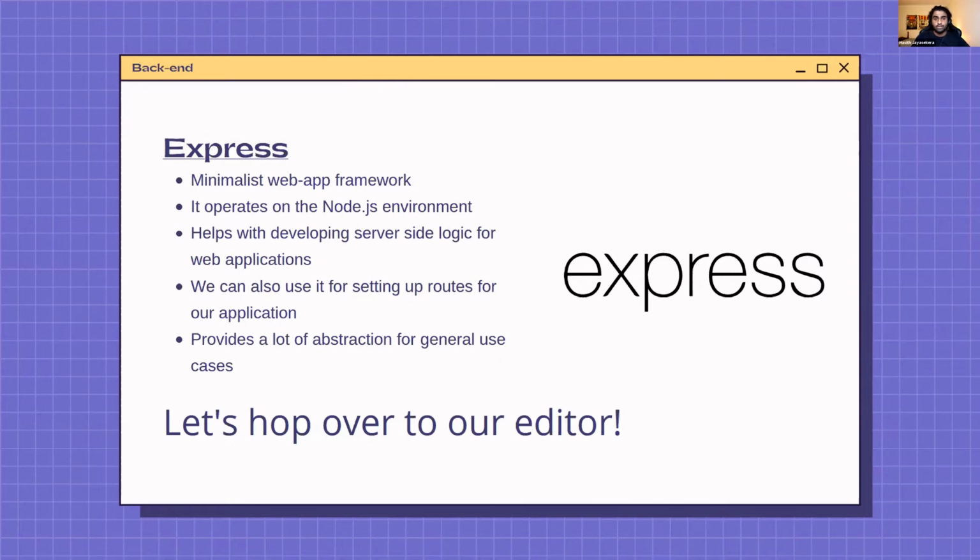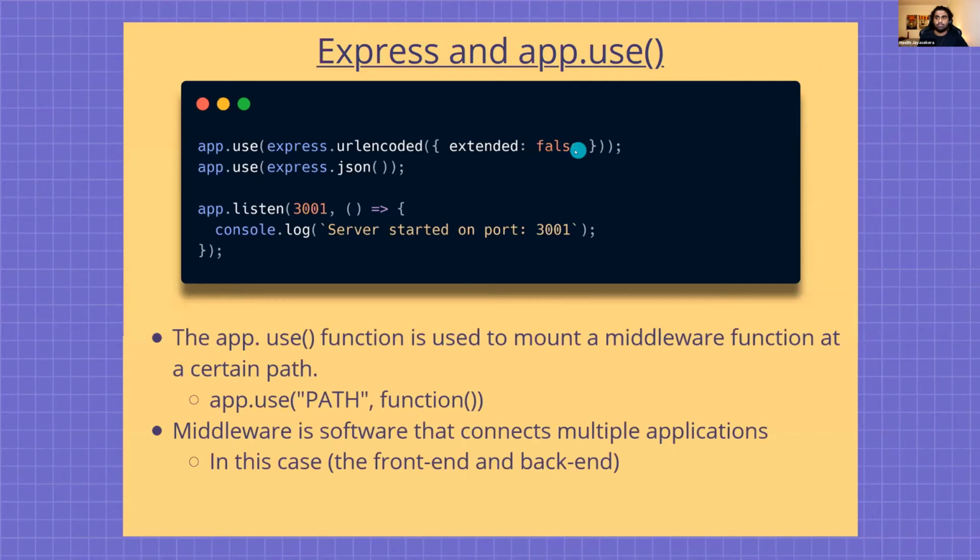As you saw in the router file, we use it for setting up routes for our application, and it provides a lot of abstraction. It essentially takes huge amounts of code that we would have to type and provides it in just a small function. So it makes our lives a lot easier when we're writing up stuff. So that's essentially Express and what we do with Express. So we'll just quickly look at what we can do with Express in terms of coding.